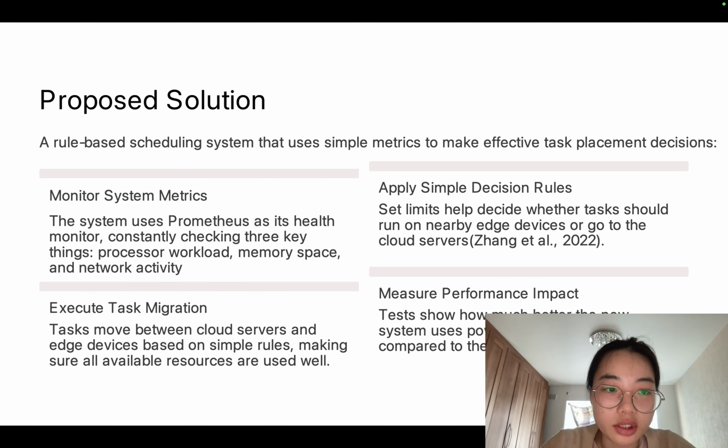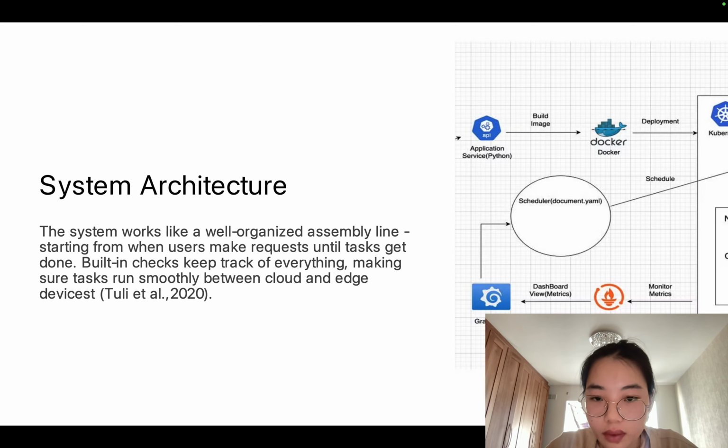So for my research, I have a 4 part solution. The first is to use Prometheus as a tool to monitor system metrics, and the second is to apply simple decision rules to decide which task should go. The third is to execute the task migration, for the tasks to move between the cloud server and the edge server. The next is to measure performance, how much better the new system is compared with the baseline and scheduler.